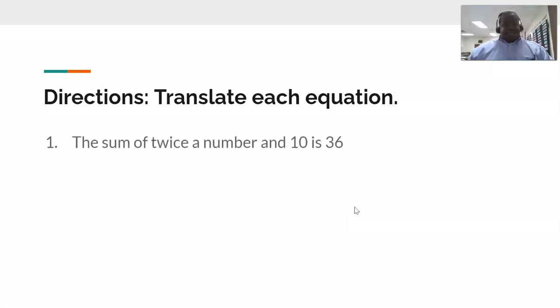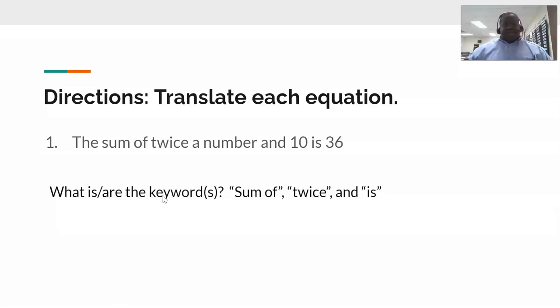The first one: the sum of twice a number and 10 is 36. To give you an idea of what I'm thinking as I prepare to write this, and we went through this on the other video, but I want to emphasize it a bit more now, we're going to ask 2 questions. First, what keywords are in this particular sentence or phrase, and second, what operations are represented by those keywords?